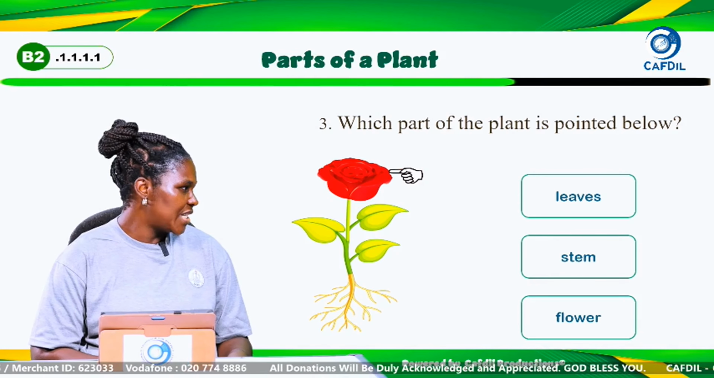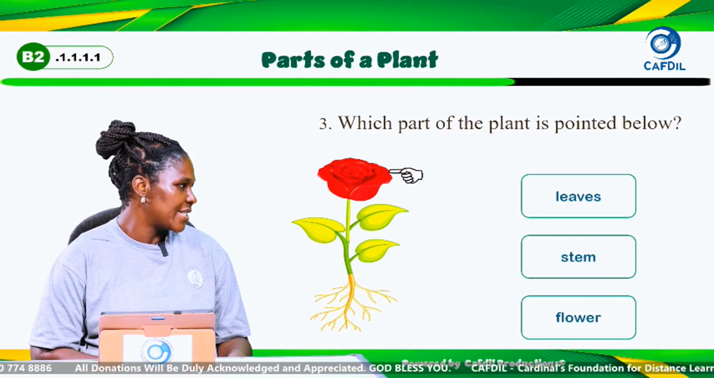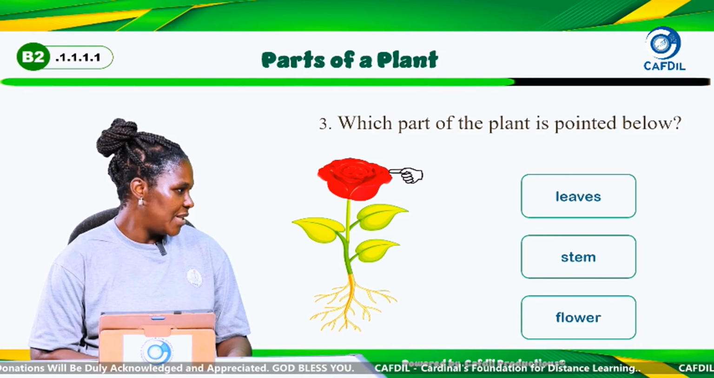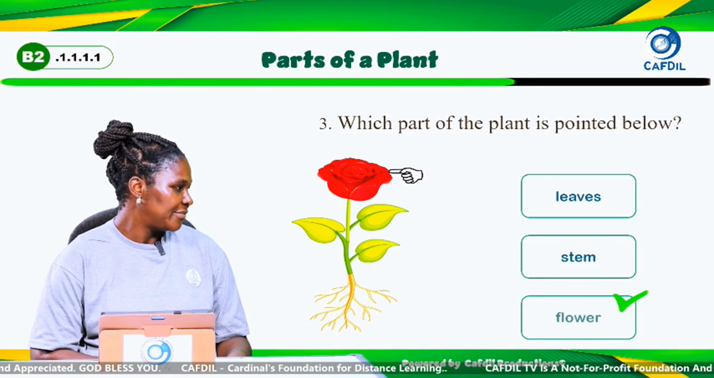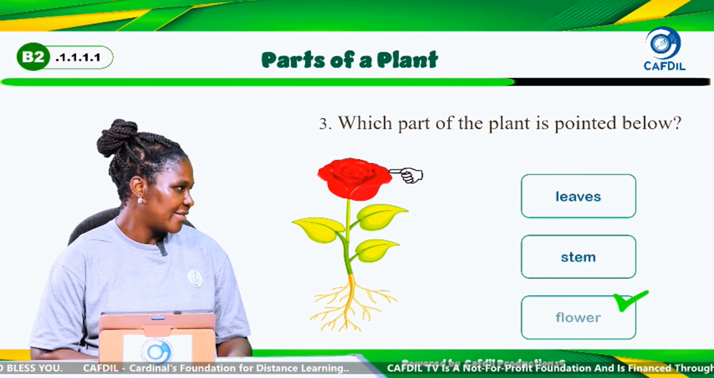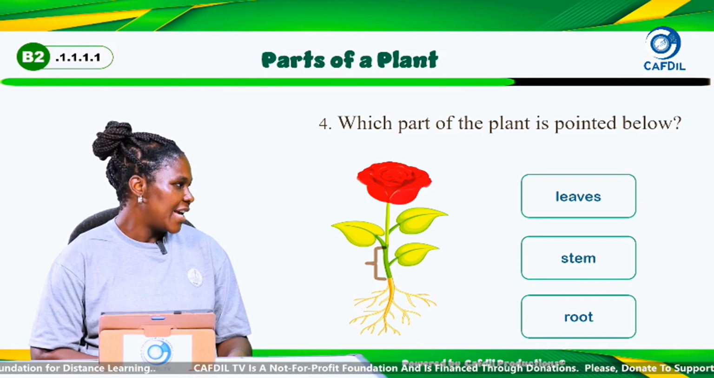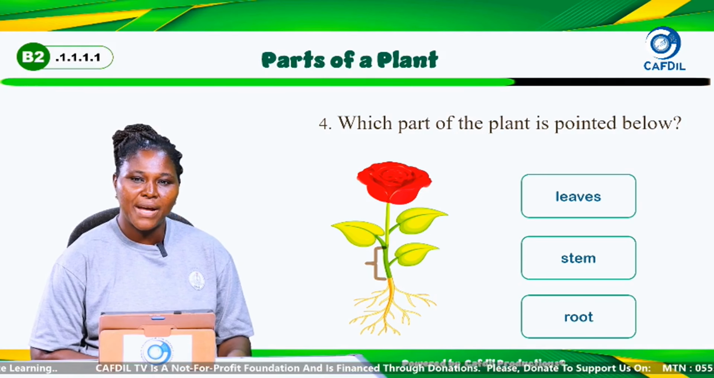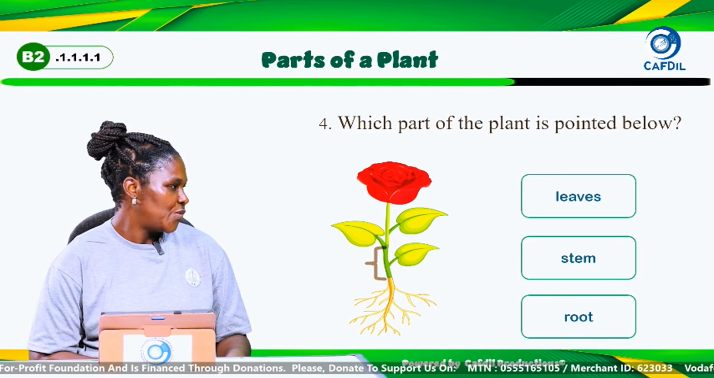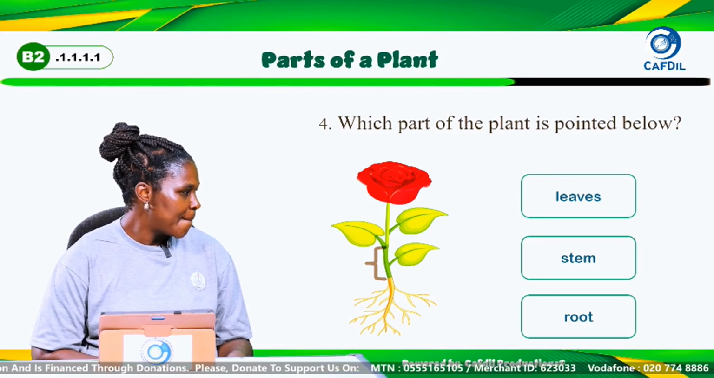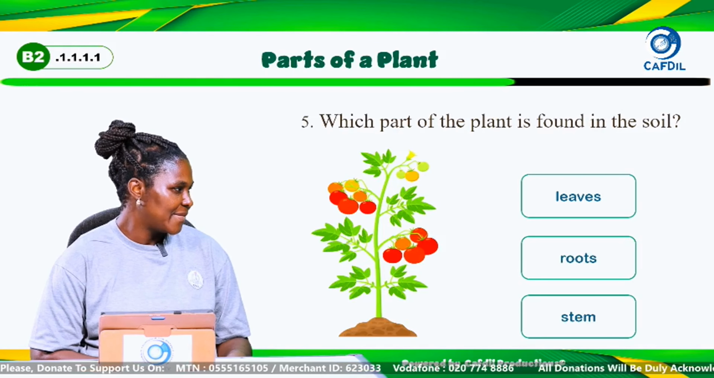The next one, which part of the plant is pointed below? Leaves, stem, and flower. Which one? Yes, this is the flower, the sunflower. Number 4, which part of the plant is pointed below? We have the leaves, stem, roots. Now this is the stem.